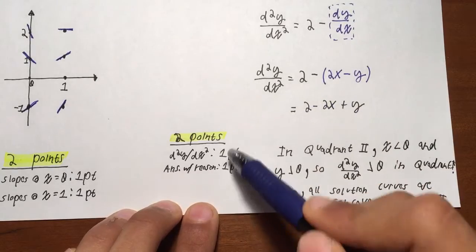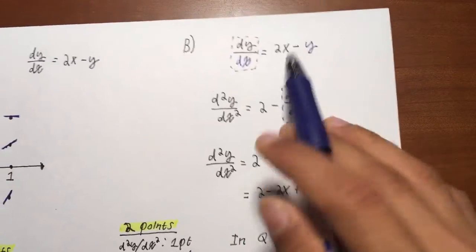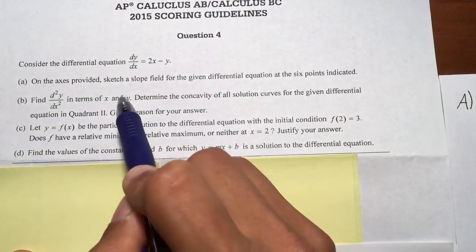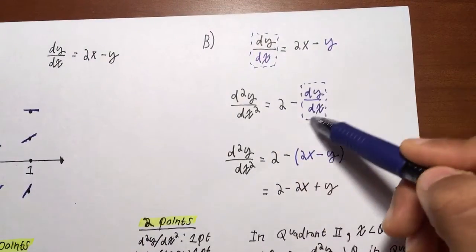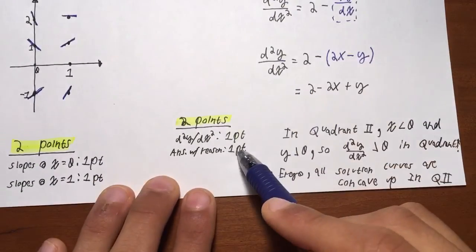Another 2-point question: 1 point for getting the second derivative here, not just dy/dx, because they specifically want it in terms of x and y. So that's why here, we had to substitute this first derivative into here, and get our second derivative in terms of x and y. And 1 point for the answer with the reason.